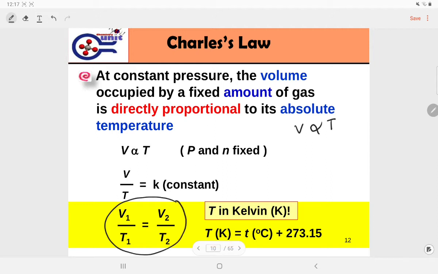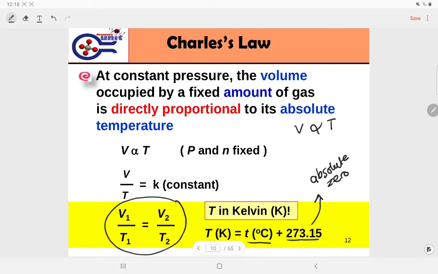And just a reminder, every time you need to use temperature in 5.1, which is under gas, all the temperature must be converted into Kelvin. So how do you convert from Celsius to Kelvin? You just need to add your temperature in Celsius to 273.15. What is 273.15? This is the value of absolute zero.